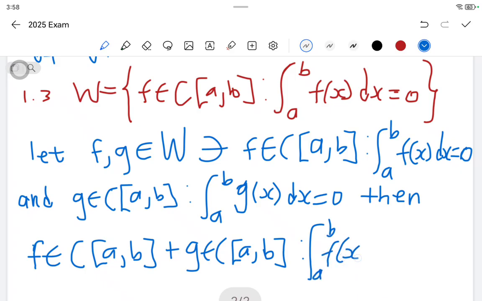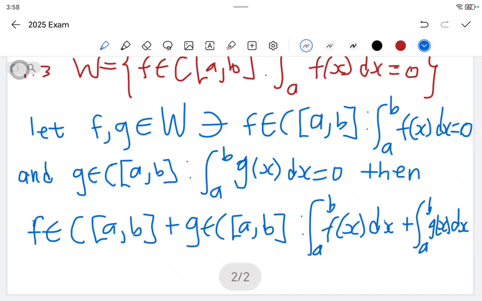The integral of f(x) dx plus the integral from a to b of g(x) dx. So we must get that at the end this must give us 0. When we add these two, we must get 0. And what do we know from here? We know that the integral of f(x) is 0, the integral of g(x) is 0, meaning that at the end we are going to get 0. Do we agree on this? And this will be f plus g in C[a,b].